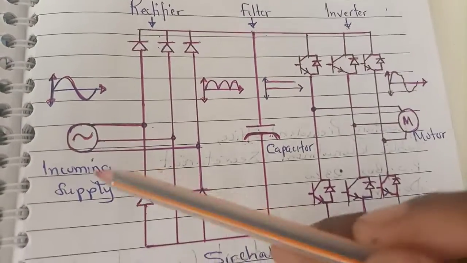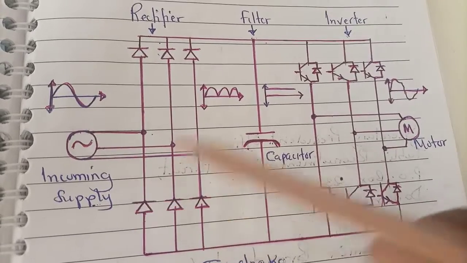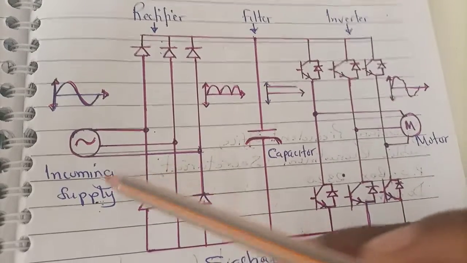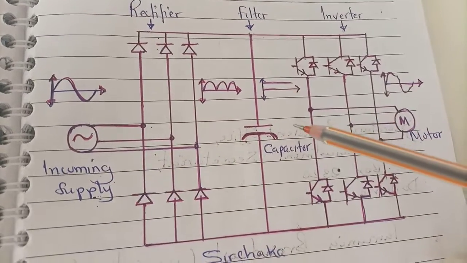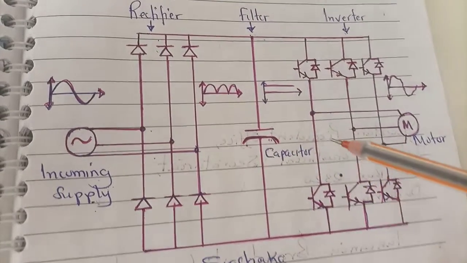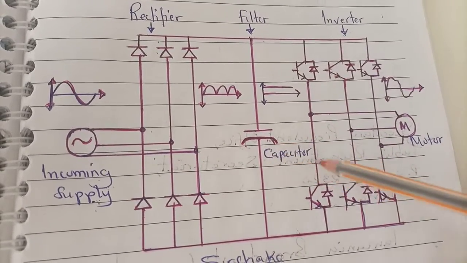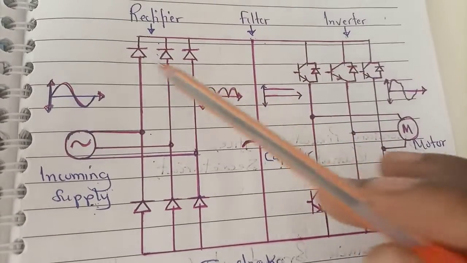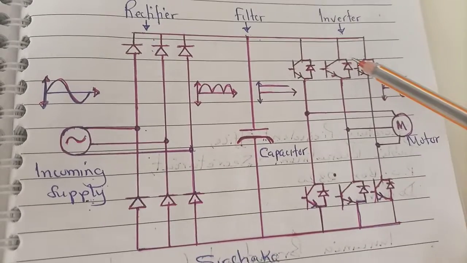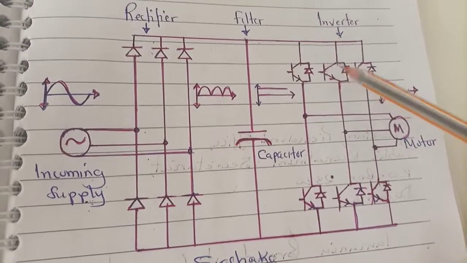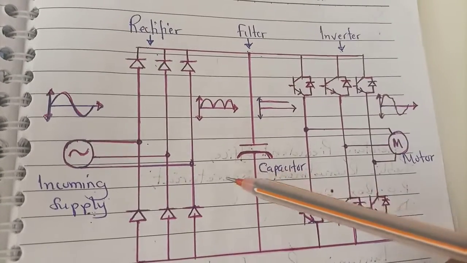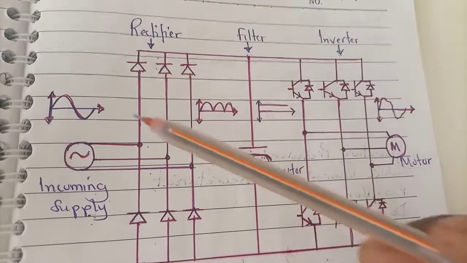Now, as you can see here, we have the incoming supply, and this incoming supply is fed here. As you can see, we have capacitors. We shall see what the function of the capacitor in the VFD is, what the function of this diode is as rectifiers, and what the function of transistors within this VFD is.